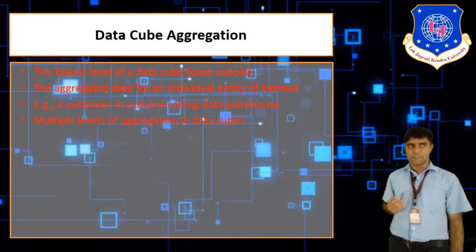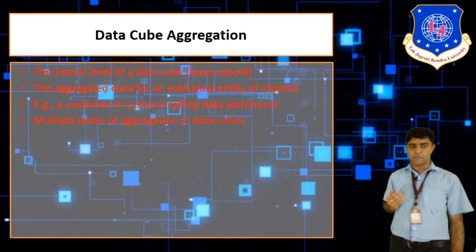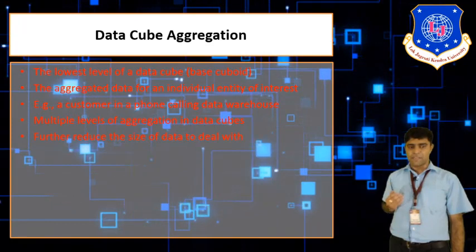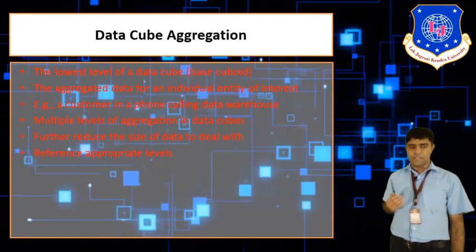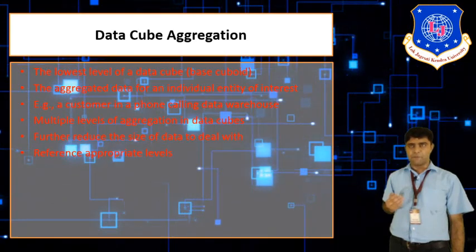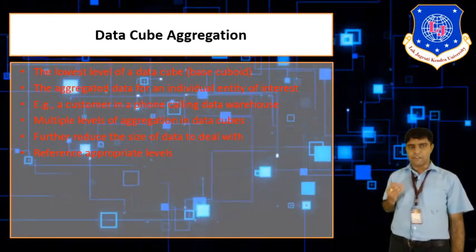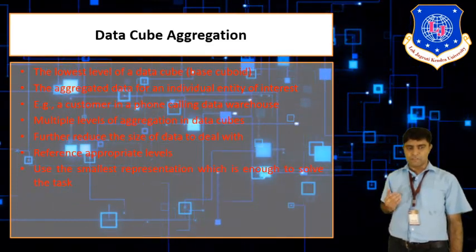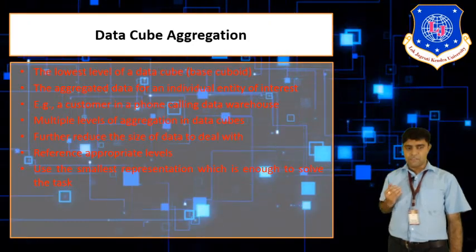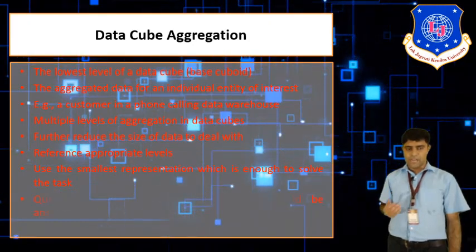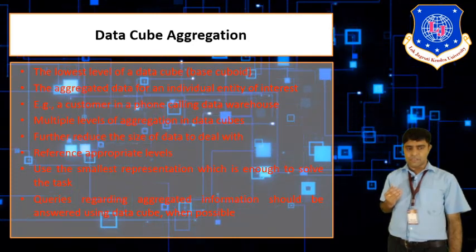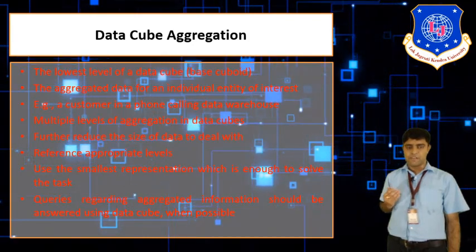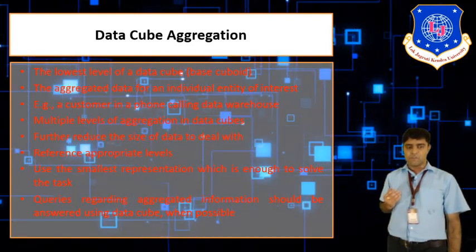Multiple levels of aggregation can be used for data cubes. Further, it will reduce the size of the data. Here the size of data is further reduced, dealing with the reference approximate level. It is based on the reference approximate level for data cube aggregation. It is useful for the smallest representation of data, which is useful for active data. Queries regarding aggregation information will be answered using the data cube where possible.